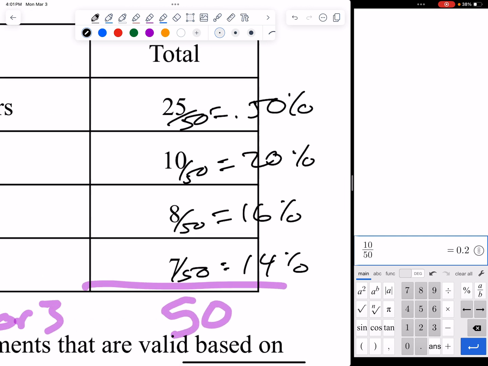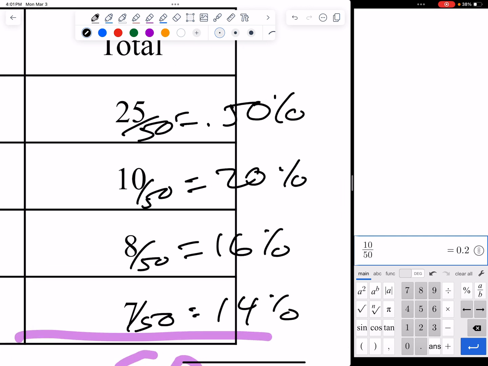If you don't get the pattern here, remember I told you your percentage was out of 100, right? Well, if these are all out of 50, how do I get it to 100? I just gotta multiply times 2. So that gives me my total percentage.